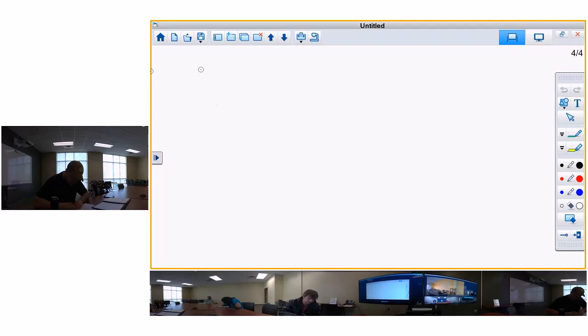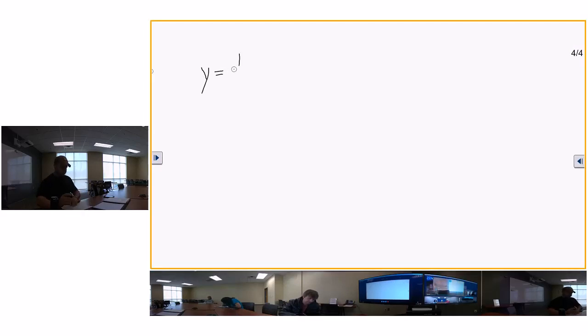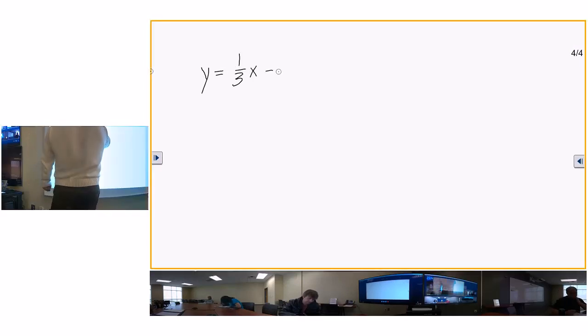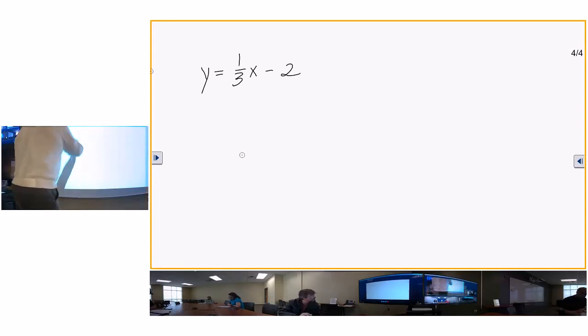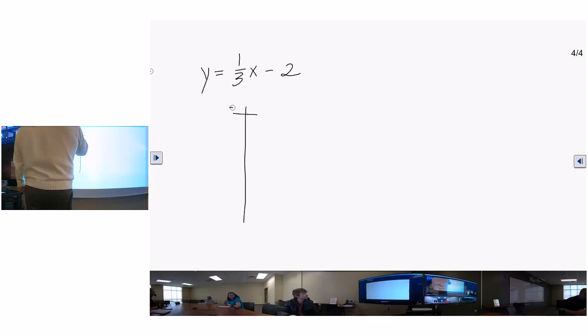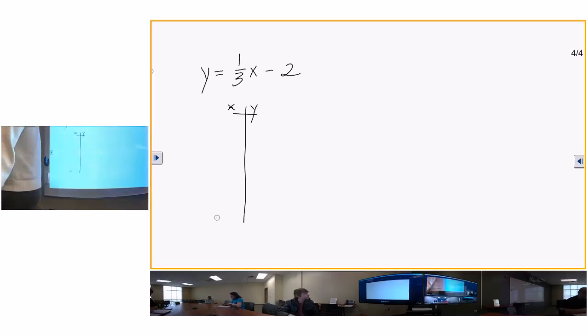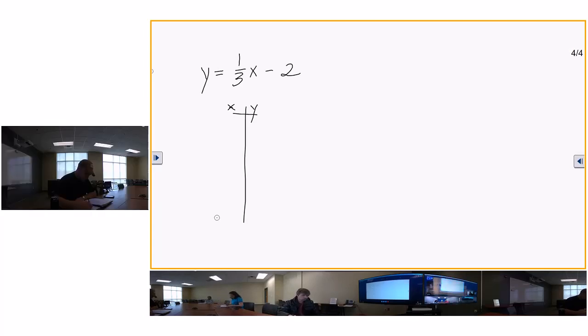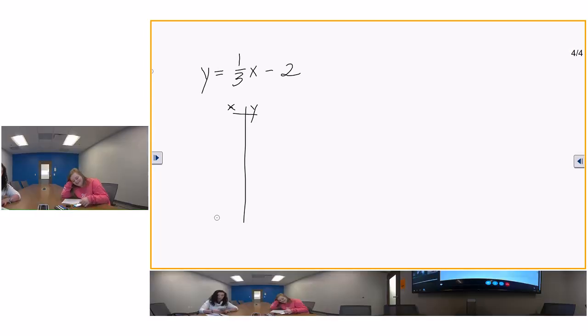Y is equal to 1/3 x minus 2. All right, graph that one. I'll even start you off. I'll give you your x and y right there. All right, pick your 5 points. What was it? -2? Yeah.